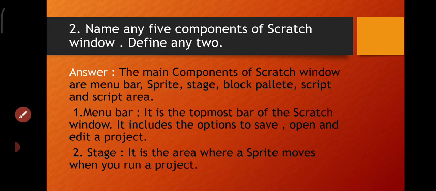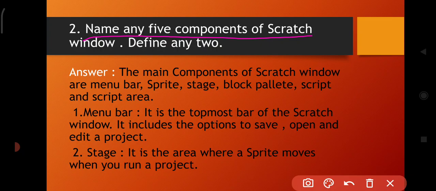Now come to the second question: name any five main components of the Scratch window and define any two. The answer is: the main components of the Scratch window are menu bar, sprite, stage, block palettes, scripts and scripts area. Here it asks for any five components of the Scratch window, but I have given you six main components. Just go through all these six, and now we have to define any two.